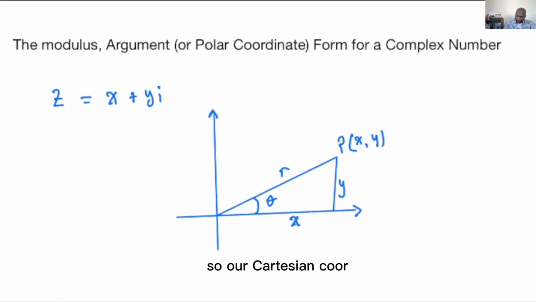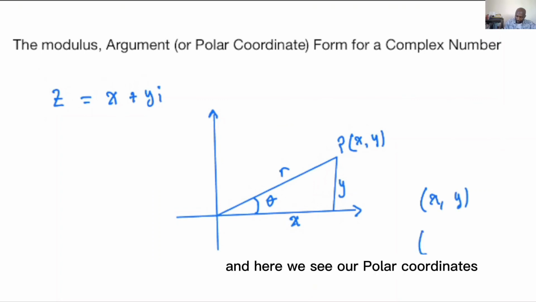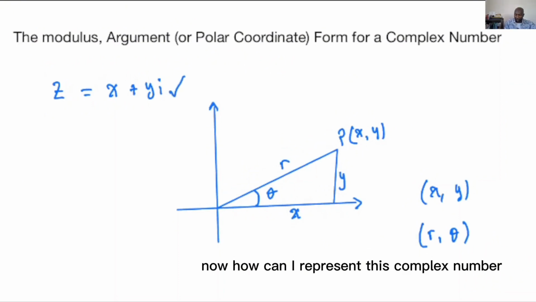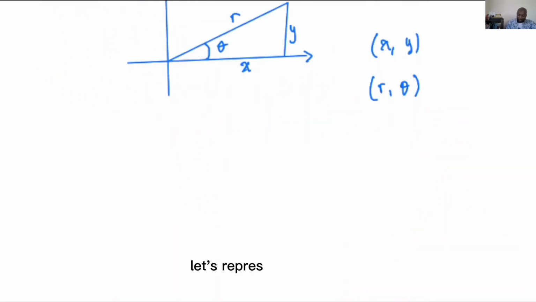So our Cartesian coordinates are x, y, and here our polar coordinates should be r, theta. Now, how can I represent this complex number in polar form? Let's represent this complex number in polar form.